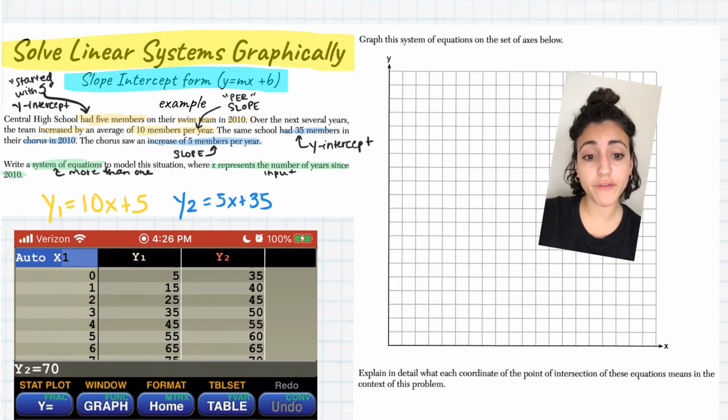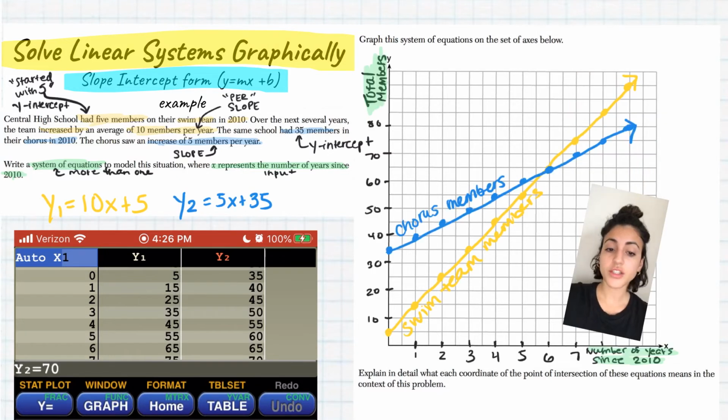So I'm going to scale the graph for us, and I'll do that on the practice as well, so you don't have to worry about it. And then I'm going to plot these points using this table, and then we're going to look for the solution. So I made the graph, I labeled the x and y axes, and I've plotted all my points. And now I'm looking for the point of intersection.